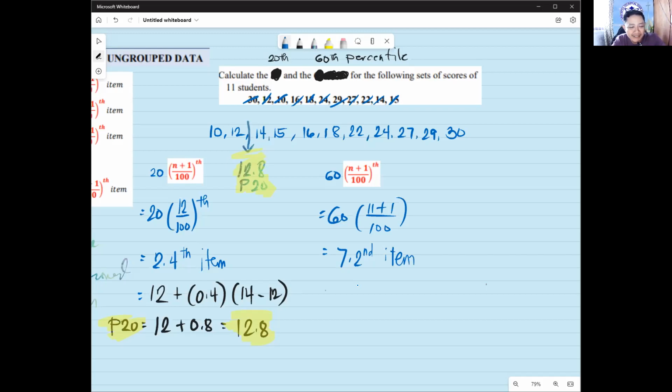Okay? So therefore, we will have here, what is the seventh term? We have 1, 2, 3, 4, 5, 6, 7. That's 22. And then we need to add it with the 0.2 times the difference of the 24 minus 22. Okay, go. Kindly solve for the 60th percentile of this given.